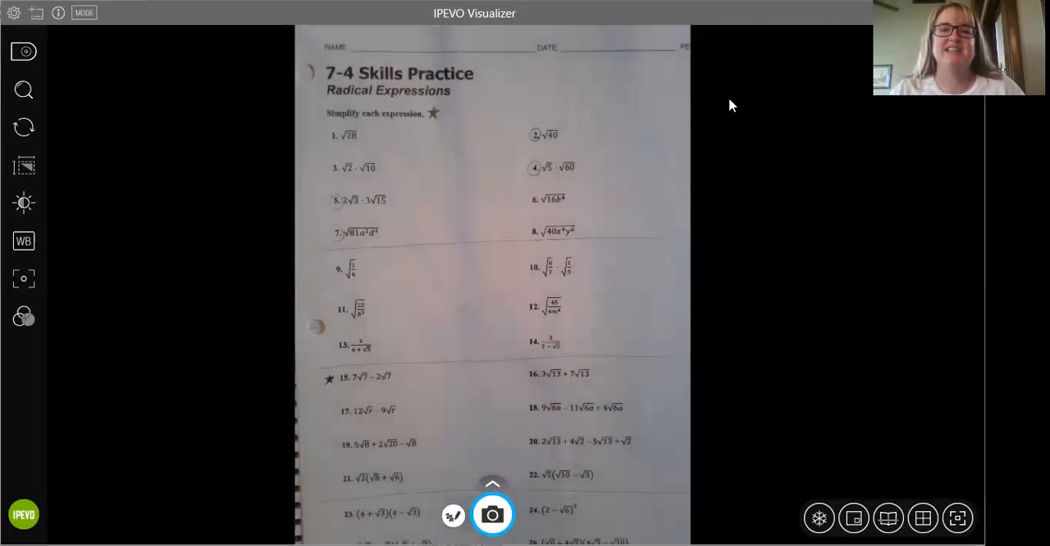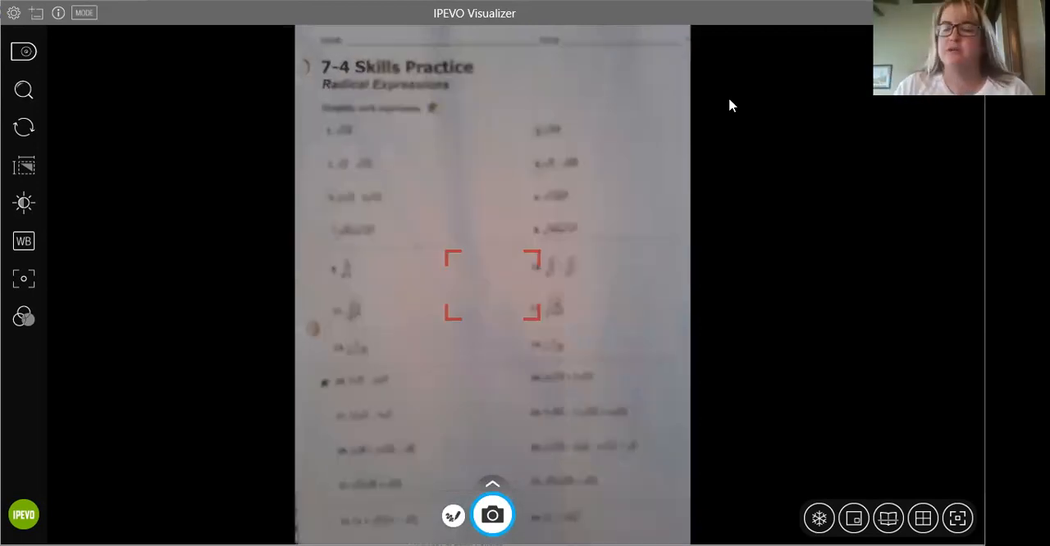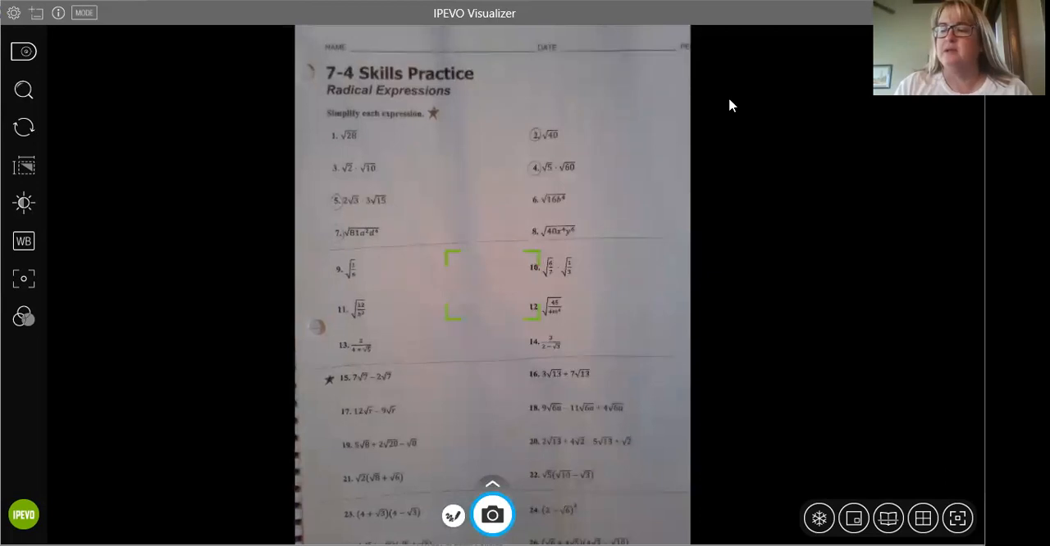Hello, algebra class. Today we are looking at 7.4, which is radical expressions. And one thing I wanted to acknowledge is that there are a lot of new concepts in this one lesson. So we are going to actually divide it up into two parts.